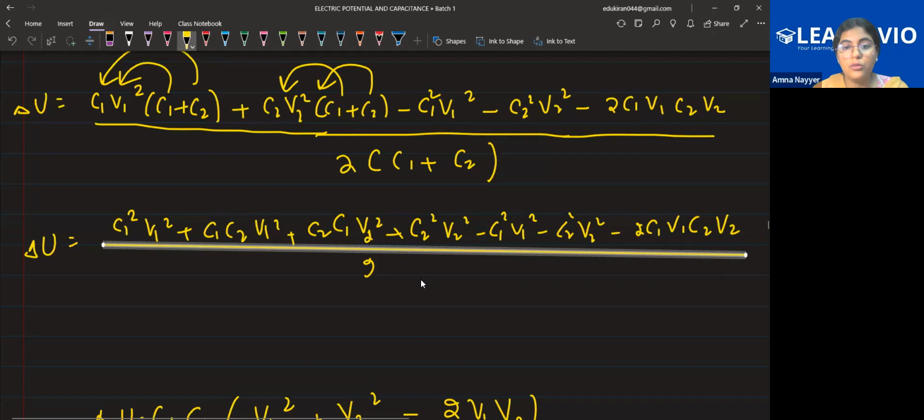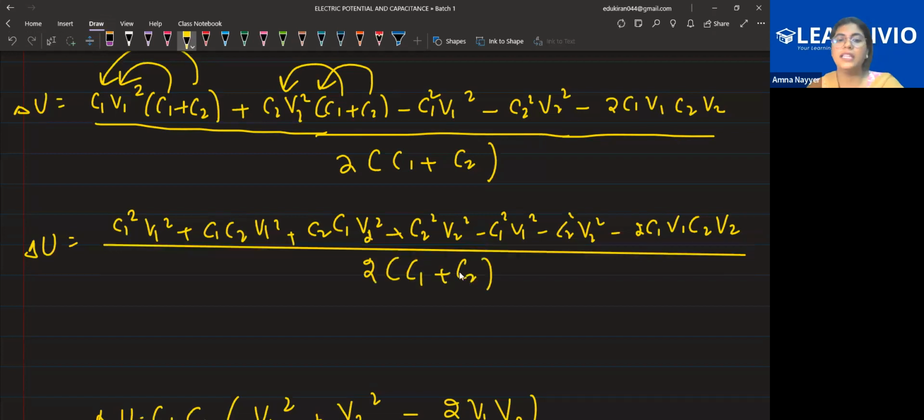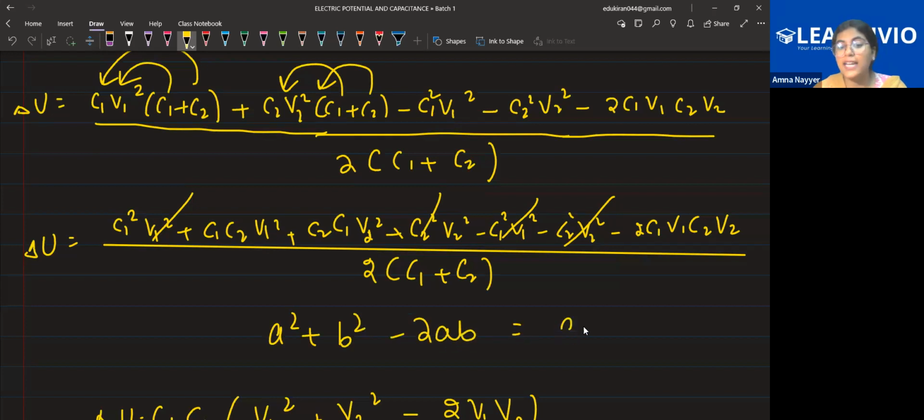Divided by 2(C1 + C2). Now see, class, things will be cancelled here. C1 V1 squared will be cancelled, and C2 V2 squared will also be cancelled. So what can we say? A squared plus B squared minus 2AB, isn't it? This is A squared plus B squared minus 2AB. Which identity is this? (A minus B) whole squared, right? This is similar to that identity.